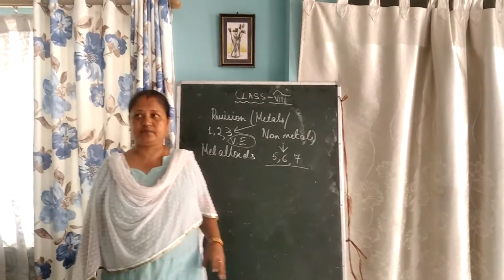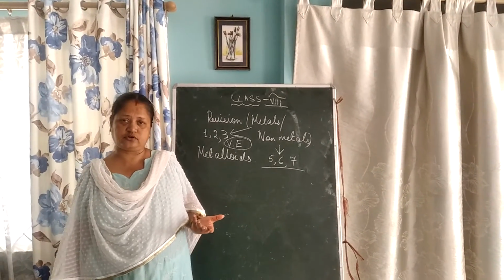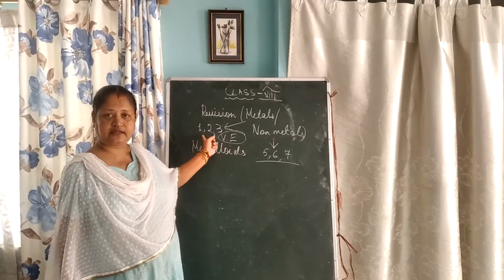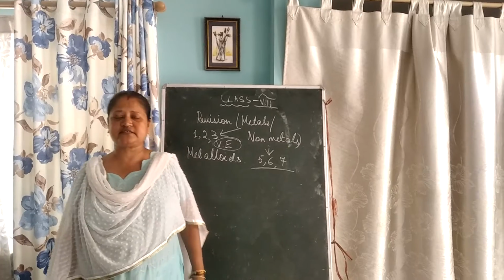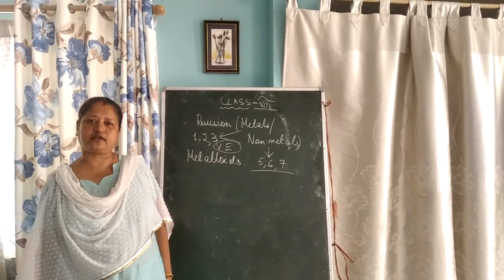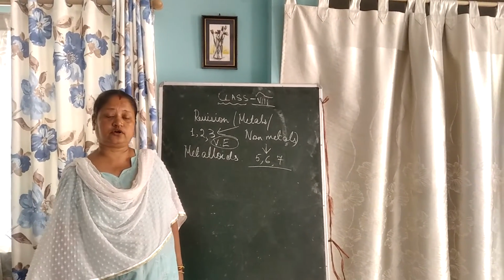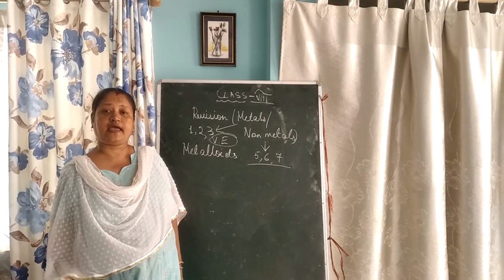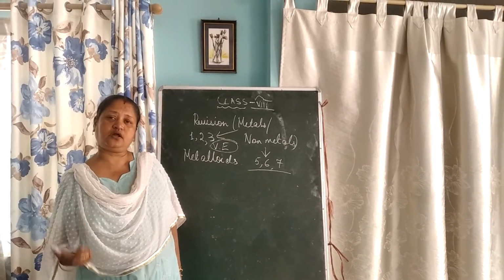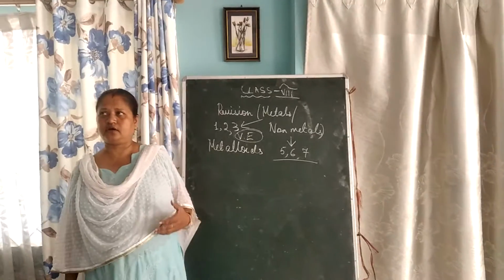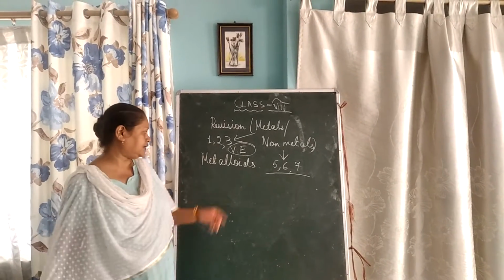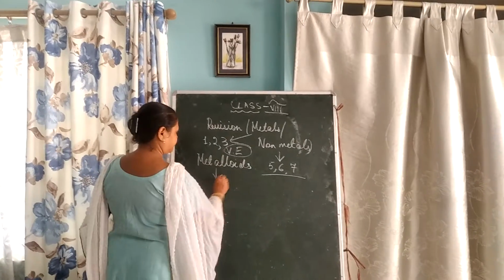Similarly, sodium has 1 valence electron, that is why it will be a metal. So by knowing the valence electrons, you can find out whether an element is a metal or a non-metal. And the elements which have 4 valence electrons are considered to be metalloids.